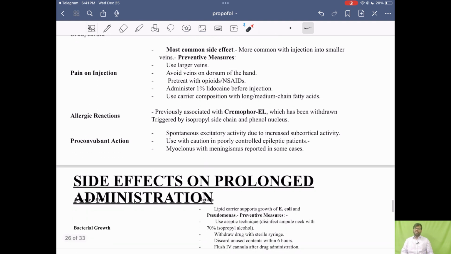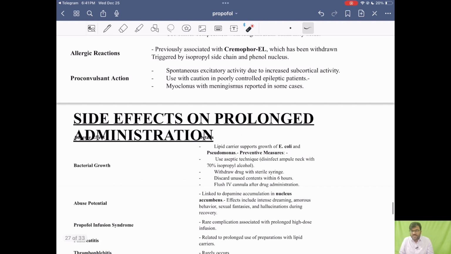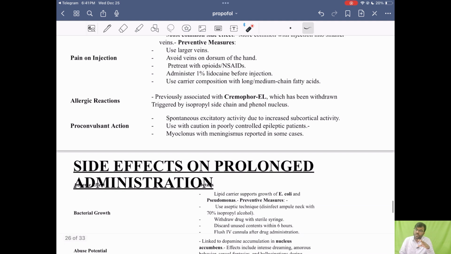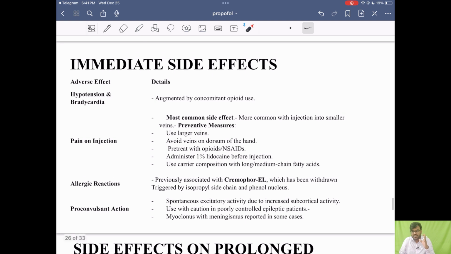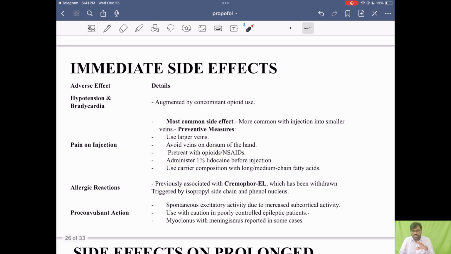Now next we are going to see the side effects. We are coming to the end of the discussion. Side effects could be either immediate or after prolonged infusions. First we'll discuss the immediate side effects. All of us know the most common is pain on injection. Pain on injection is the most common side effect.